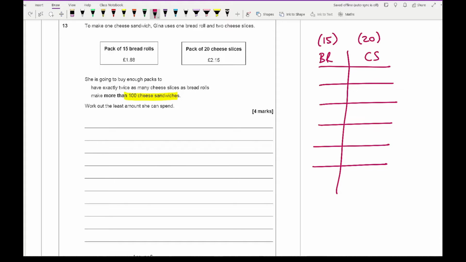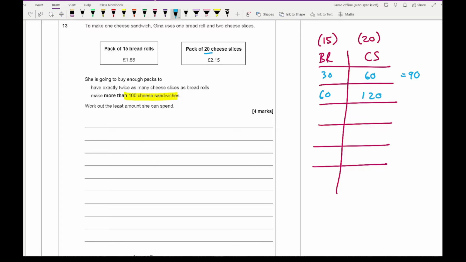So if I've got, let's say, 30 and 60, that equals 90, so that's not going to be enough. If I then had 45 and 90, that's not going to work because I'm going to have to split packs, because obviously I can't get 90 into 20. So I can only really work in denominations of 30 and 60 for me to have double. Here we're going for 60 and 120.